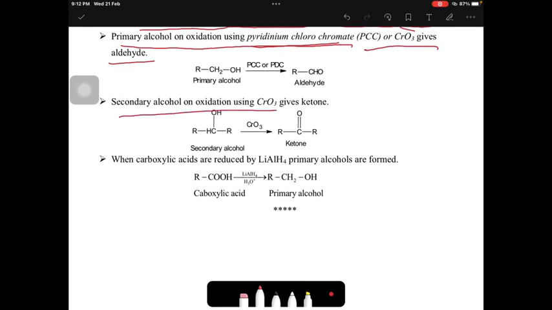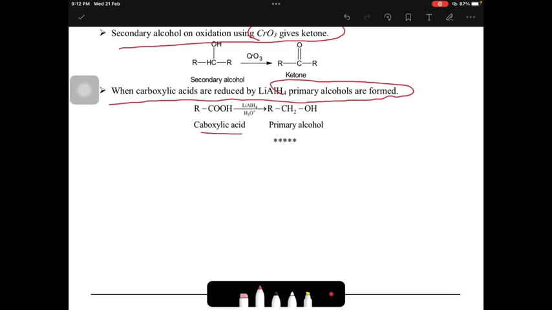Secondary alcohol on oxidation using CrO3 gives ketone. When carboxylic acids are reduced by LiAlH4, primary alcohols are formed. Reactions are given.